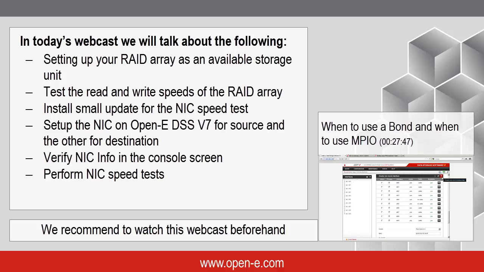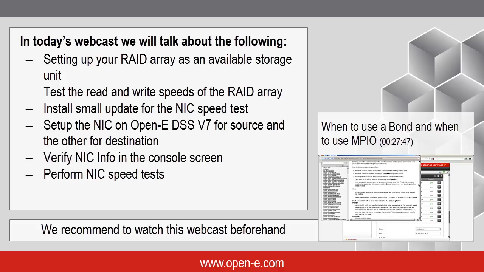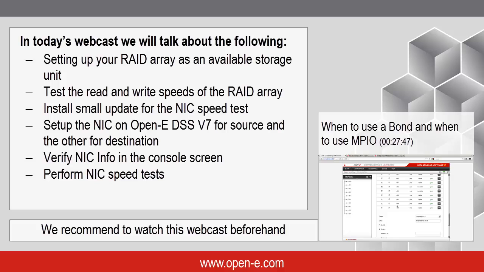Also, we're going to install a small update for the NIC speed test. This is really critical in cases that I've caught with our support engineers, to identify if there are maybe some bad packets happening when you should be getting better performance. So we'll set up the NIC on the DSS V7s. One's going to be a master and the other one's going to be a slave. And I'll go ahead and demonstrate that.